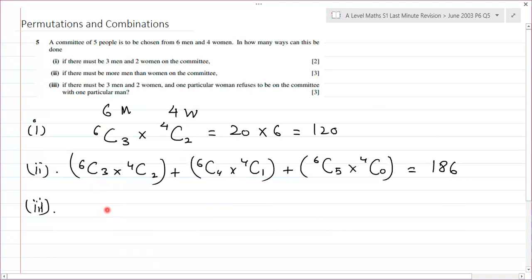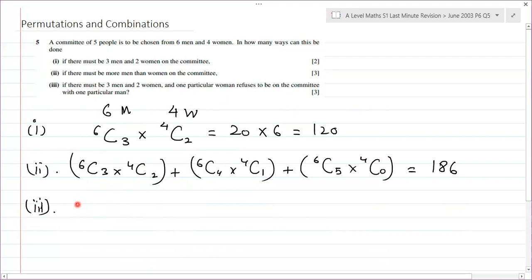Part 3 is if there must be 3 men and 2 women, and one particular woman refuses to be in the committee with one particular man. Okay. Now, if there must be 3 men and 2 women, and one particular woman refuses to sit in the committee with one particular man.